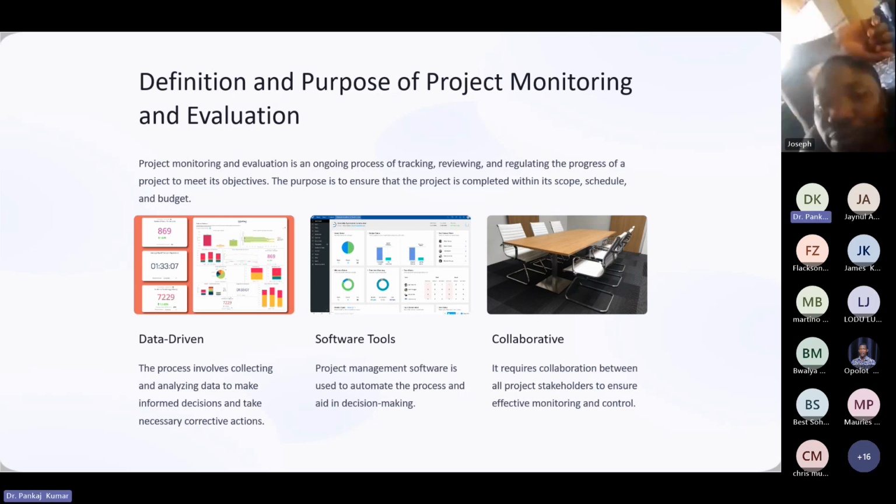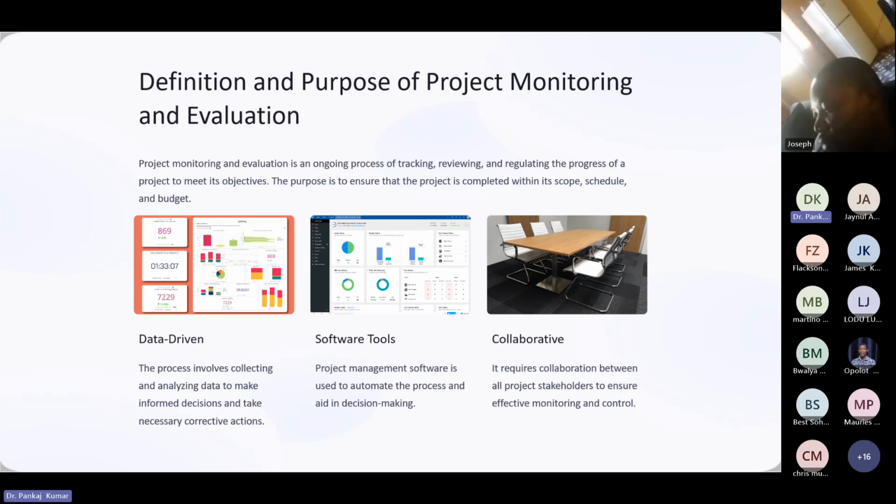Now we will see software tools in project management. Project management software automates routine administrative tasks such as task assignment, scheduling, and resource allocation. This automation saves time and reduces the risk of human error. Project management tools allow team members to track their work progress and time spent on tasks. This data is automatically recorded and can be used for performance evaluation and resource management.